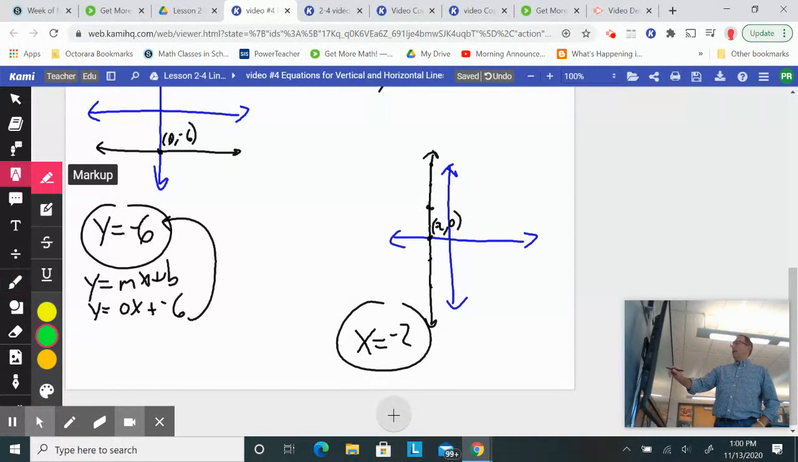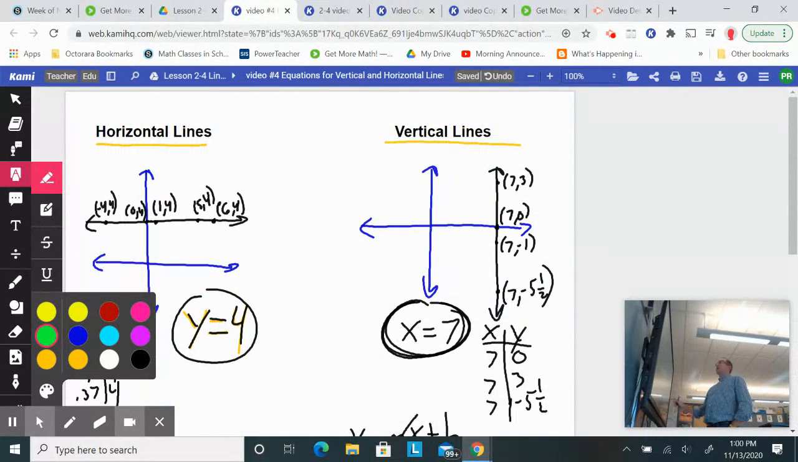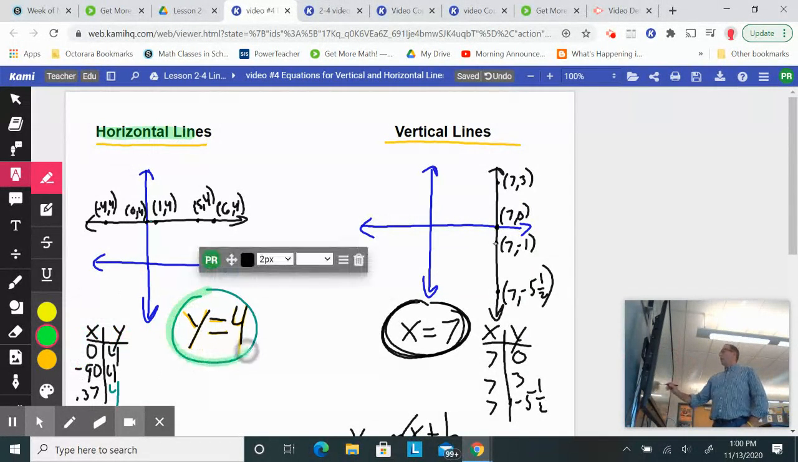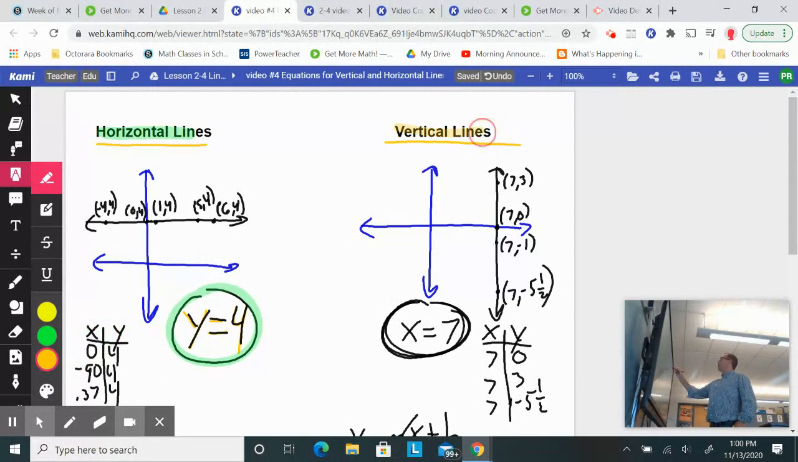So hopefully you understand the difference between talking about vertical lines and horizontal line equations. A horizontal line equation, y equals. A vertical line equation is x equals.